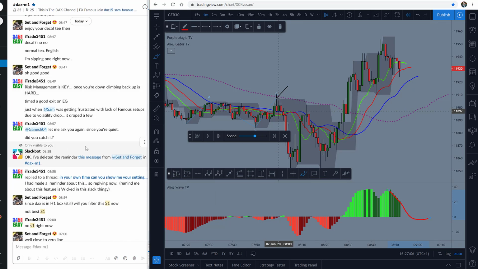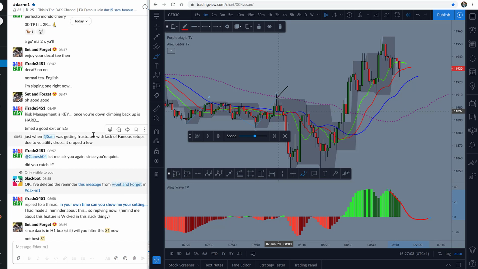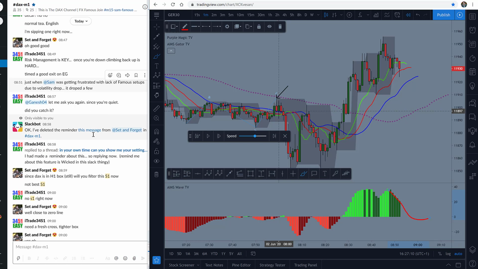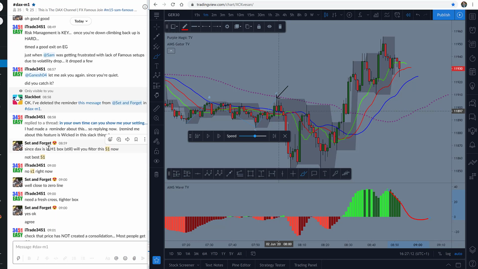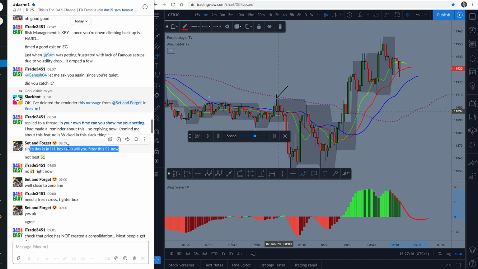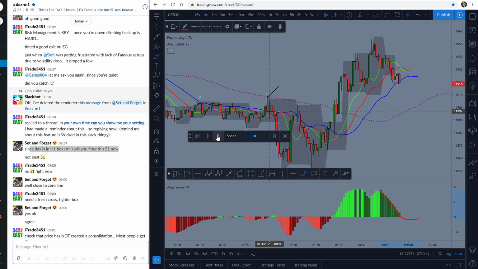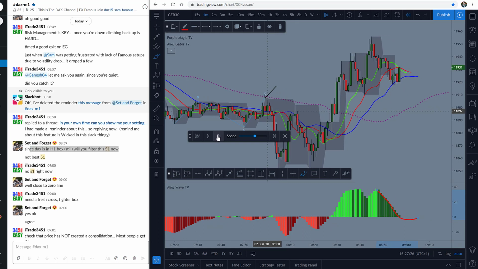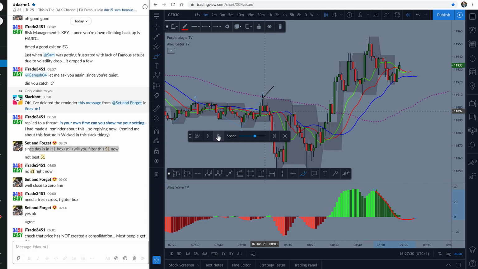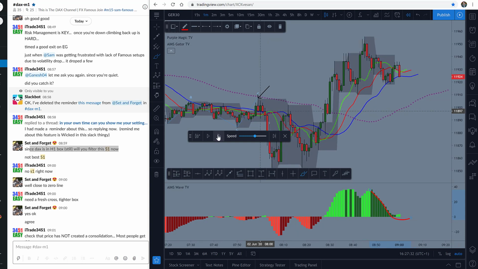Jasmine will look at the chart and she would find a setup 1. Since DAX is in the H1 box, will you filter this S1 now? Interesting comment. And that happens around a few minutes later. So let's go there. As you can see, price is going down, AO is going down to the 0 line. And now it's not really crossed, but it's very close.